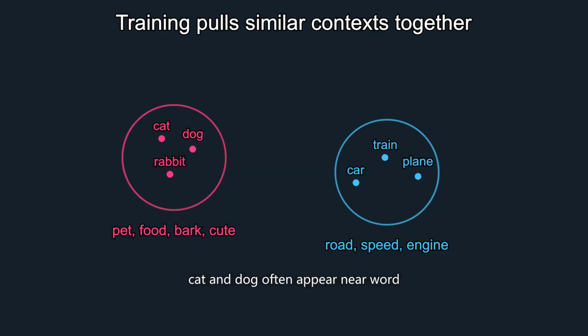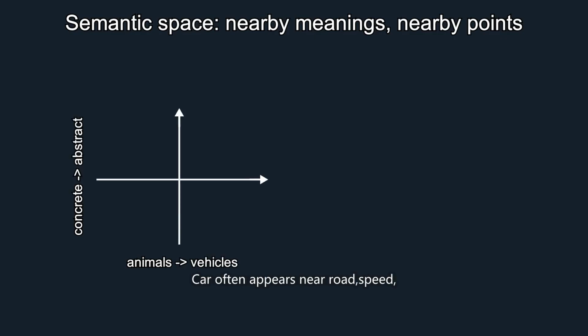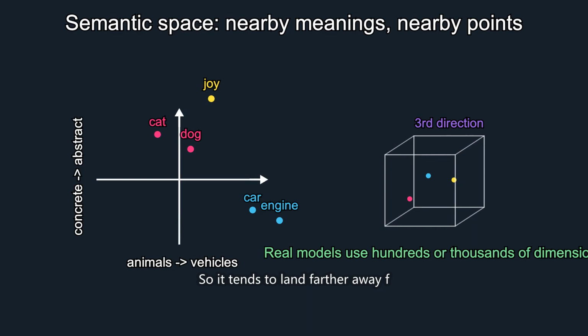For example, cat and dog often appear near words like pet, food, bark, and cute. So the model has a reason to place them close together. Car often appears near road, speed, engine, and traffic. So it tends to land farther away from animal words. That is the first intuition behind semantic space. Similar meaning becomes nearby position.